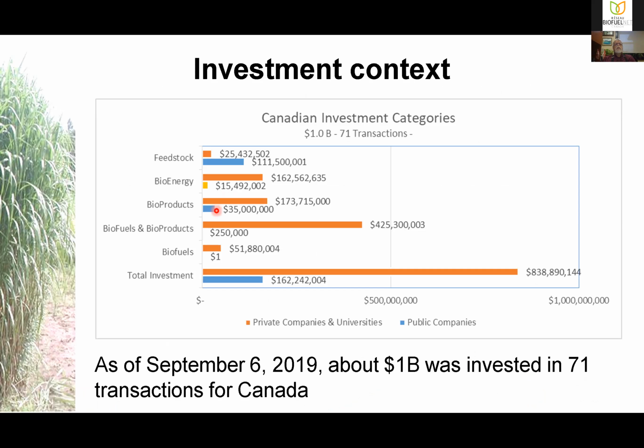This is just one of the people that works with us pulled this together. This is looking at investment categories. And as you see here, feedstock, bioenergy, bioproducts, biofuels, biofuels by themselves. And this is the total. And this is public companies in blue, private companies and universities in brown. But the point is that as of last year, just over a year ago, there was about $1 billion invested in a fairly short time frame. So there is growing interest in all this.